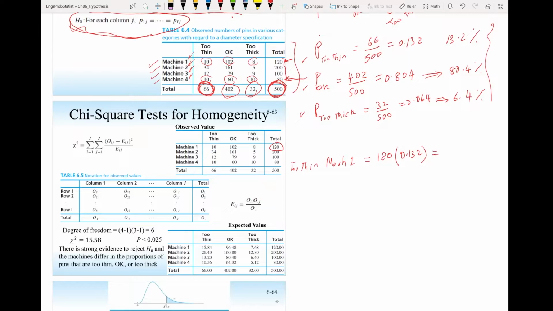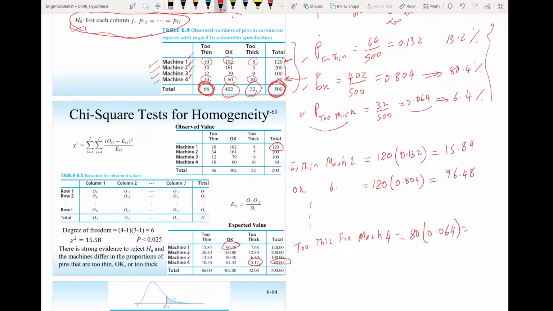Okay, how many okay does it produce for machine 1? It produces 120 pins. The probability of okay is 0.804, and this will come to 96.48, which is this one. And here it was 15.84. And we can do all this for all machines. For example, for machine 4, how do we get these? Too thick for machine 4. Well, machine 4 produced 80 pins, so that's 80. And if they are all the same, then the probability of too thick is 0.064. If you multiply these, you get 5.12, which is this. And that's how we construct the expected value.